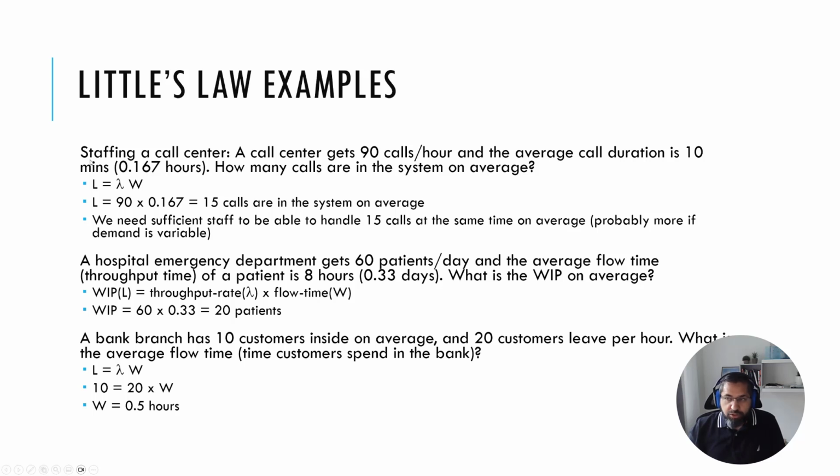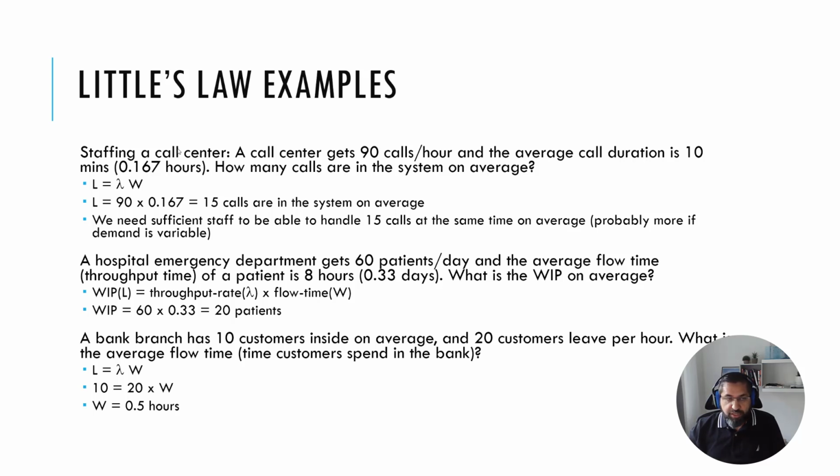Let's look at an example. So let's say we want to staff a call center. We know that we get 90 calls per hour, and the average call to our call center is 10 minutes long. Because our arrival rate is in calls per hour, we have to convert the 10 minutes to hours. So we divide 10 by 60 and we get 0.167 hours. So how many calls are in the system on average? This could be useful for us to determine how many phone lines we need, how many people we need to handle the calls, right? So we do L equals lambda W.